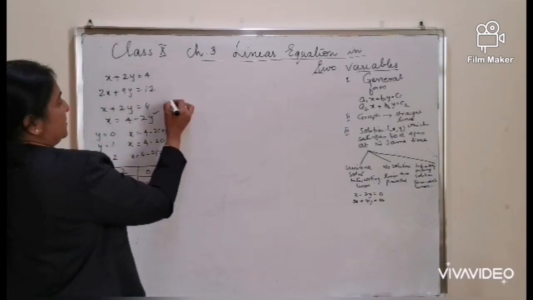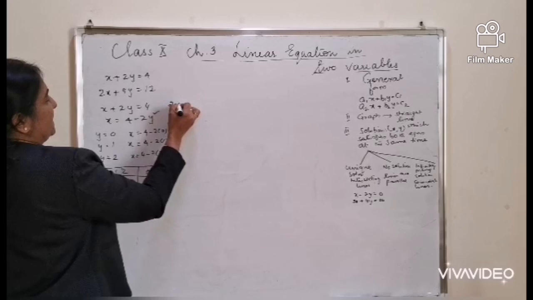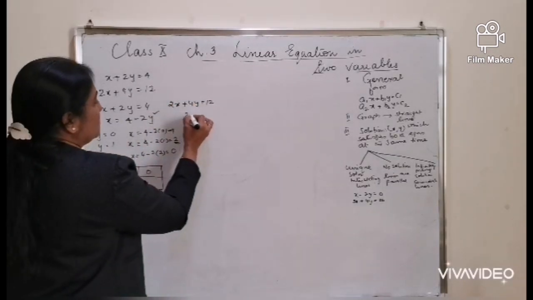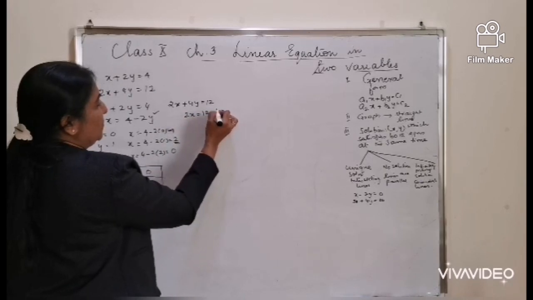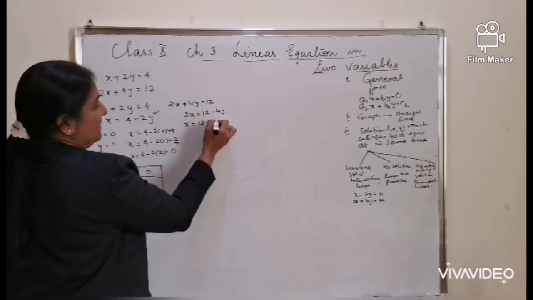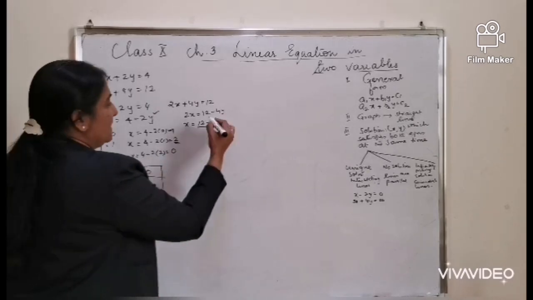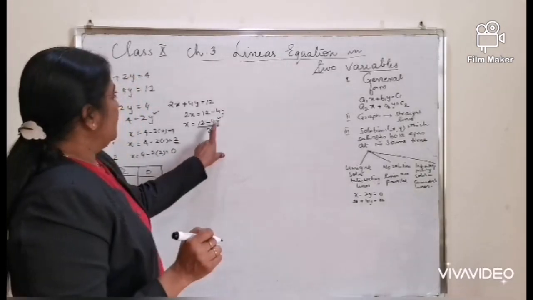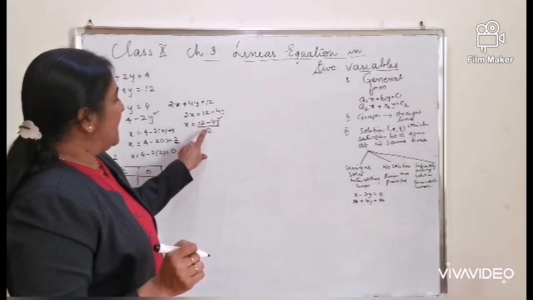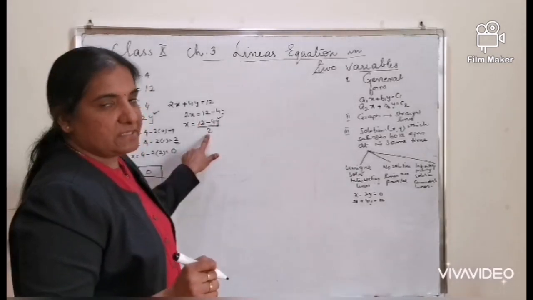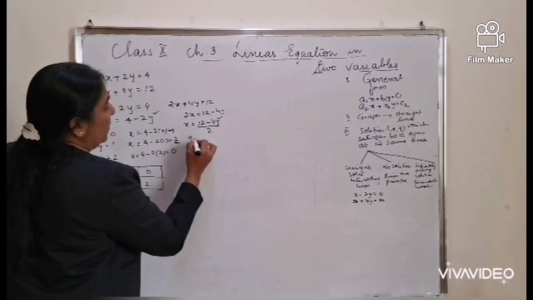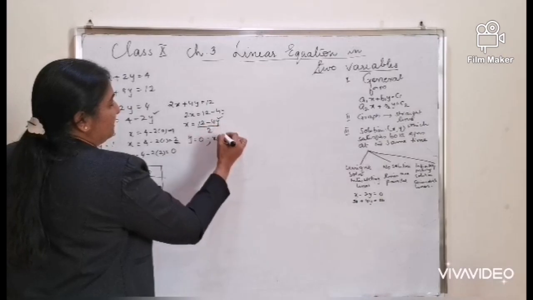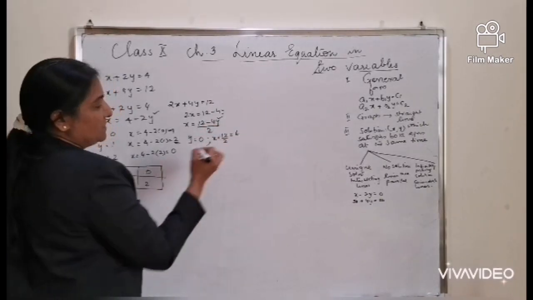The second calculation, 2x plus 4y is equal to 12. Please listen carefully. 2x is equal to 12 minus 4y. X is equal to 12 minus 4y by 2. By trial and error, get one value of y. If you try y is equal to 0, 12 by 2, 6 is a whole number. For y equal to 0, x is equal to 12 by 2, which is equal to 6.